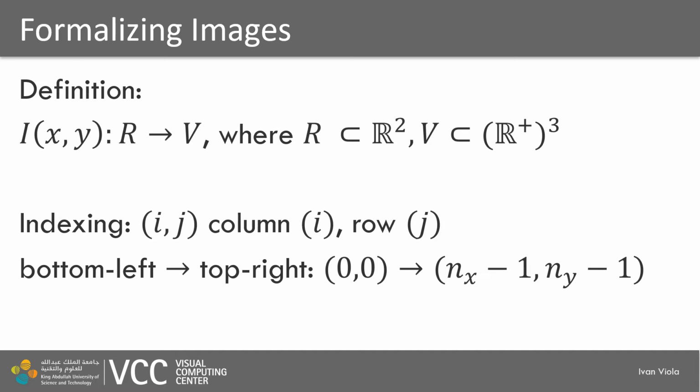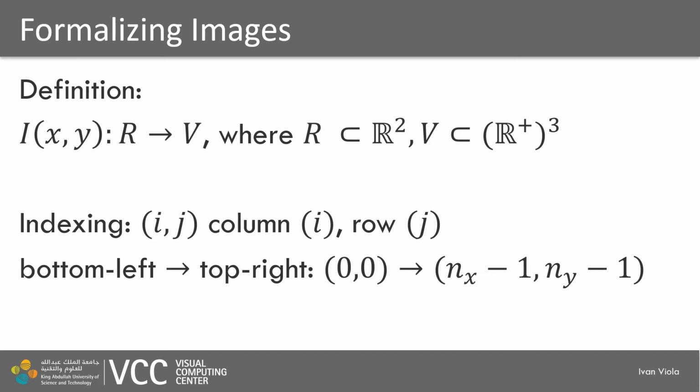We are typically indexing the elements of an image by i would be the column and j would be the row, and we are starting from bottom left to top right. So pixel with index 0, 0 will be at the bottom left, while a pixel with nx minus 1 and ny minus 1 indices will be on the top right. nx and ny are the resolution of the image.